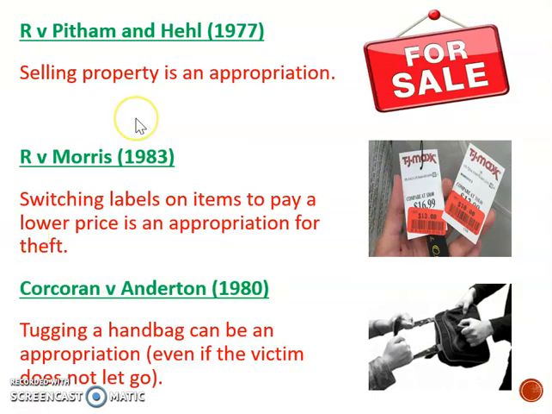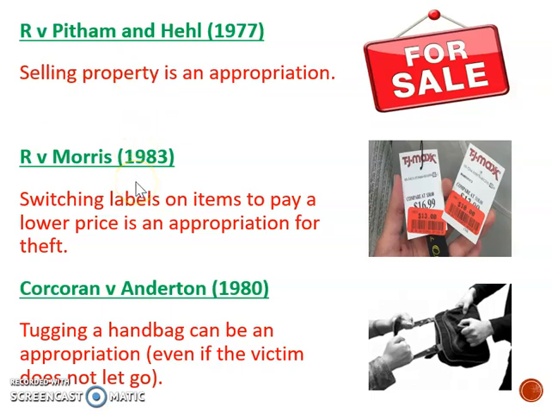In the case of Pittam and Hiel, it was held that selling property is an appropriation. So if Jared decides to sell Sebi's Xbox on eBay, he would be guilty of appropriating that Xbox because only the owner has the right to sell their own property. So selling an item can be an appropriation for theft.